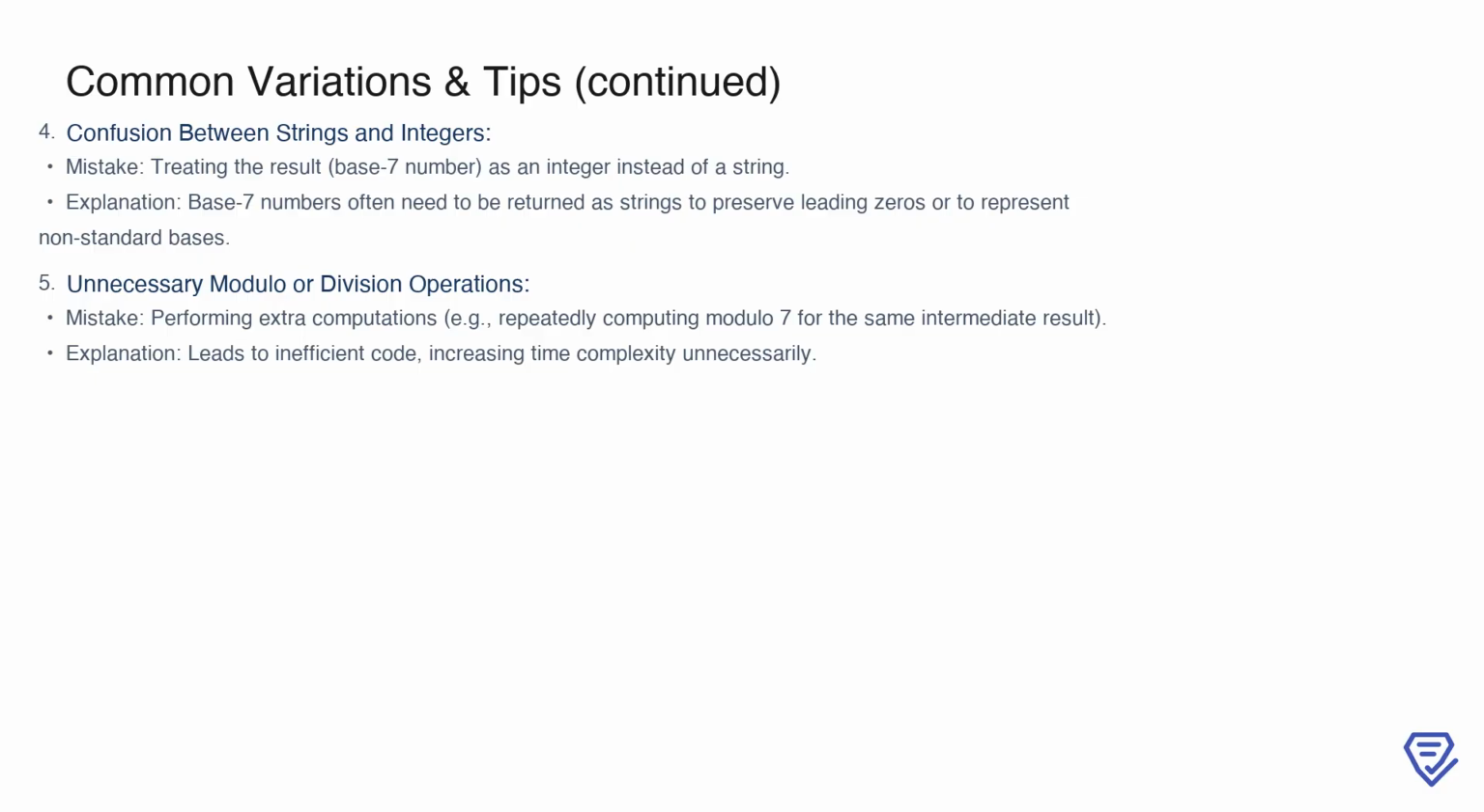Additionally, avoid performing unnecessary computations, such as repeatedly calculating modulo 7 for the same intermediate value. These redundant operations make your code slower and less efficient. Instead, focus on optimizing your solution by reducing the number of repeated calculations, which will help improve the overall time complexity.